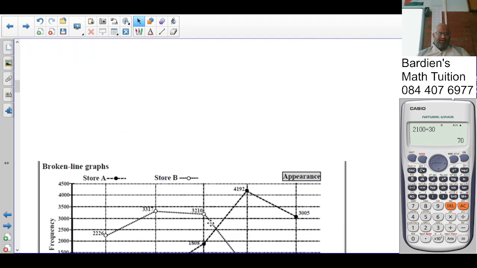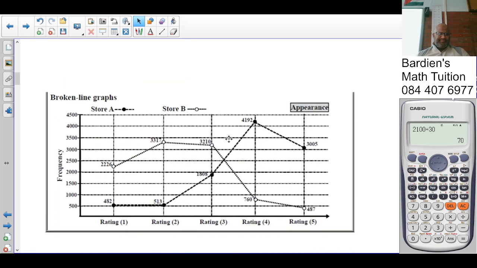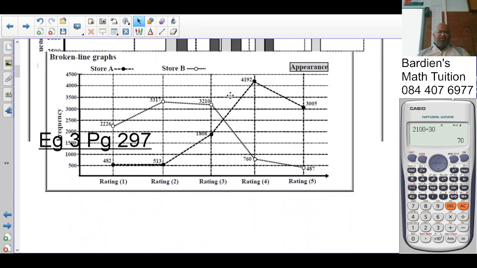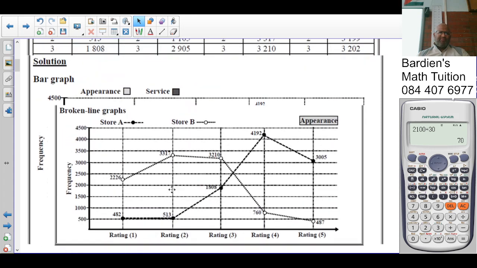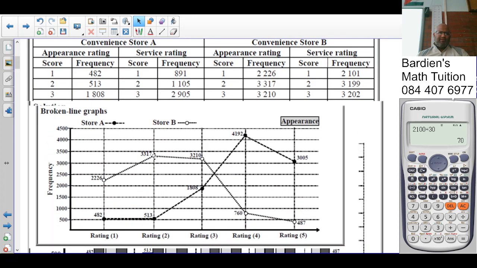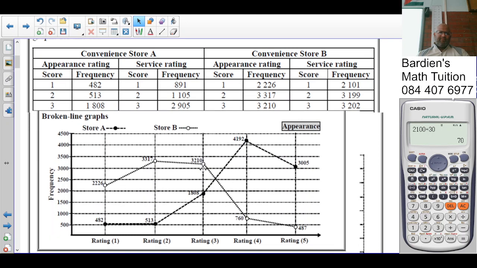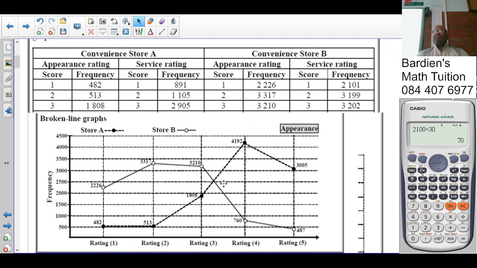Then if you look at the broken line graph, why would you use a broken line graph instead of a line graph? Who can tell me? Yes, the numbers change, okay? It's not to do with the numbers changing. Remember we spoke about discrete data. What is discrete data? You can count the numbers.